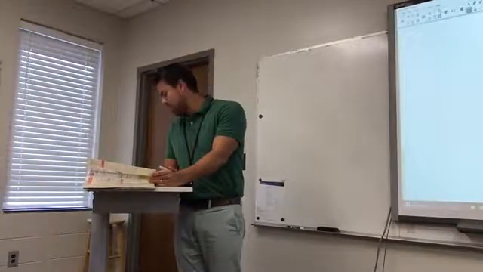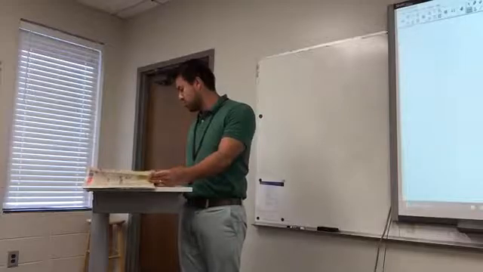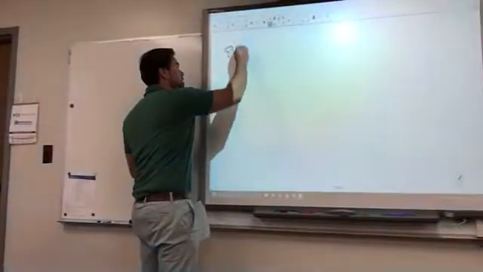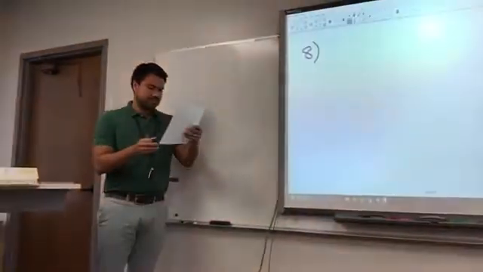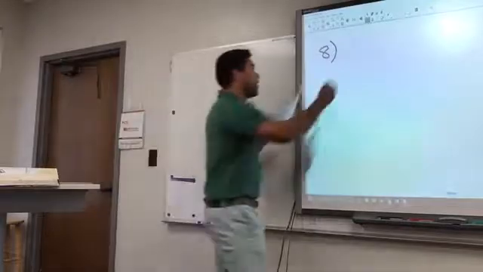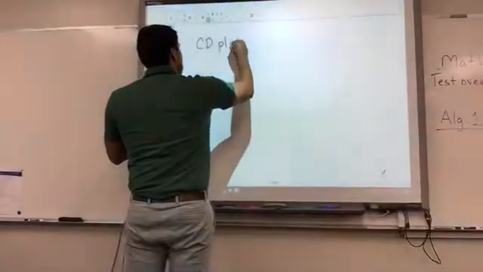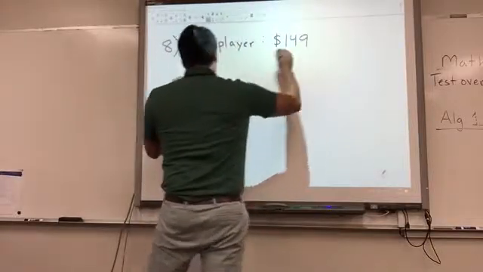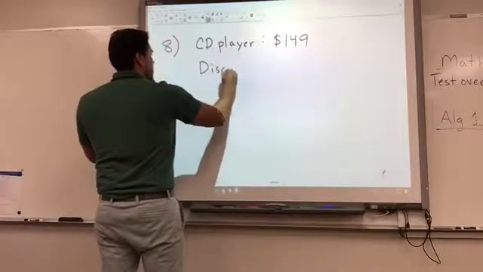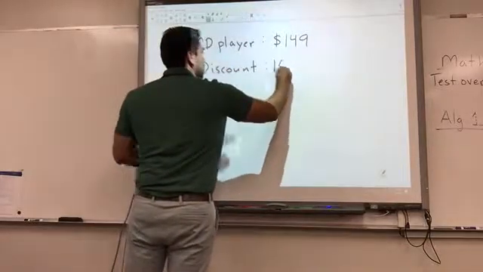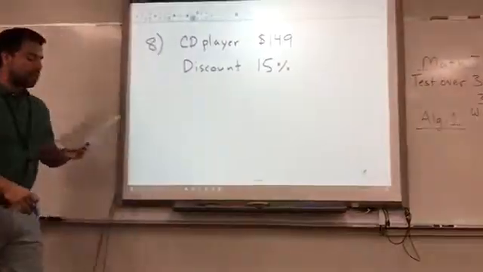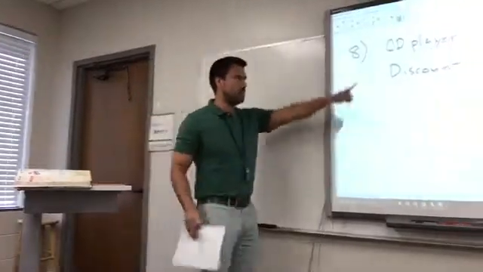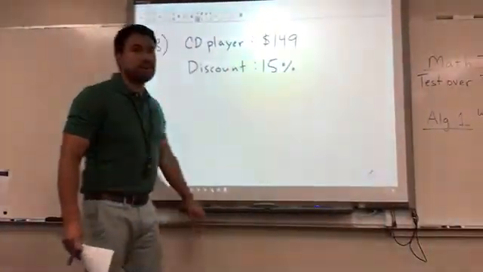Let's go ahead and work out number 8 on page 225. So this is what you're going to have to deal with on these problems. Number 8. You have a CD player, and that costs you $149, and then a discount of 15%. All right. How am I going to find out how much I have to pay after the discount? So you would pay $149, but then after this discount, how much do I pay?